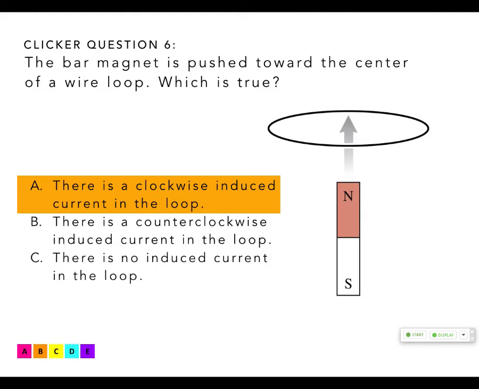So we have an increasing magnetic field that's up. That means to oppose that change, your induced field should point which way? Down. Which means you have a clockwise current that goes with your downward field.